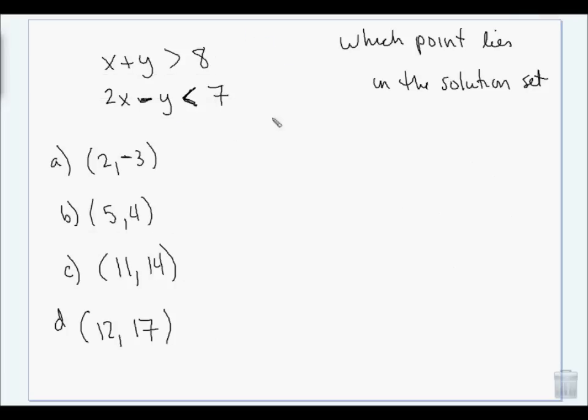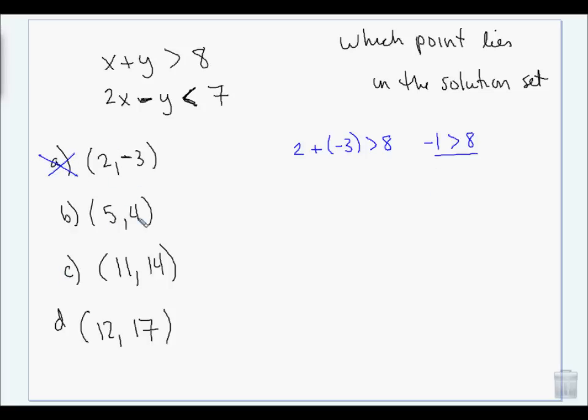Okay, so here's how you figure this out. I take each of these points and I plug it into both of these inequalities. If it's true for both inequalities, it's part of the solution set. So I'll take A, which is 2, negative 3, and I'll plug that in, and I get 2 plus negative 3 is greater than 8, which means negative 1 is greater than 8. That's just for this part right here. This is not true, is it? So therefore, that's not a solution.